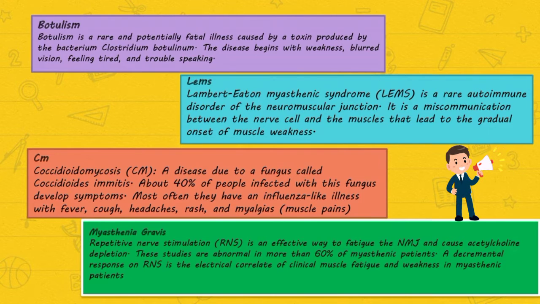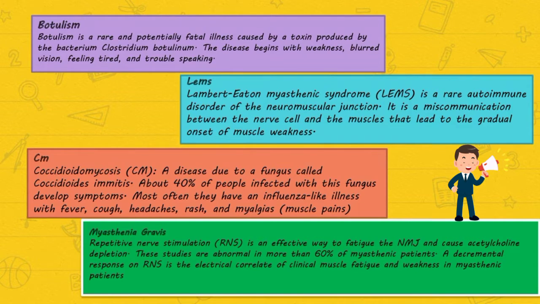Third is CM, coccidioidomycosis, a disease due to a fungus called Coccidioides immitis. About 40% of people infected with the fungus develop symptoms. Most of them have an influenza-like illness with fever, cough, headache, rash and muscle pain. The last one is myasthenia gravis.